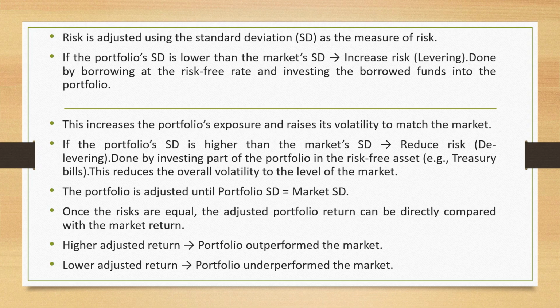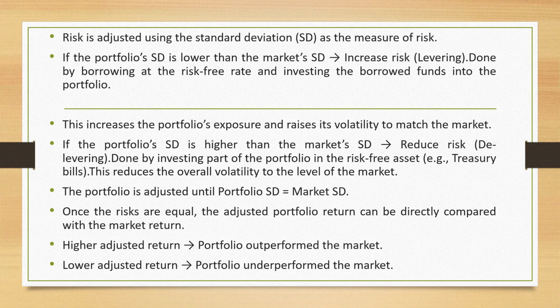If the portfolio standard deviation is higher than the market standard deviation, then you can reduce the risk by investing part of the portfolio into risk-free asset, which could be treasury bills and similar kind of assets, and this reduces the overall volatility to the level of market. So basically there are two thoughts here: levering and delevering. So when you lever, you increase the risk; when you delever, you reduce the risk, right? The portfolio is adjusted until the time the standard deviation of the portfolio matches the market standard deviation.